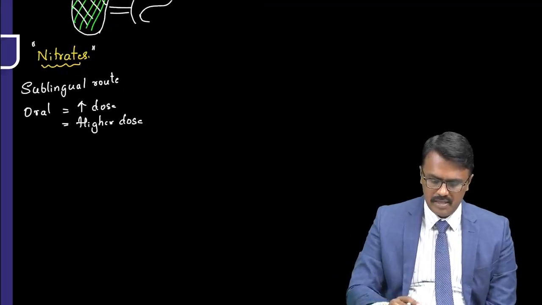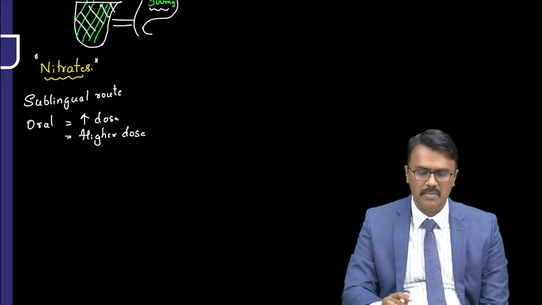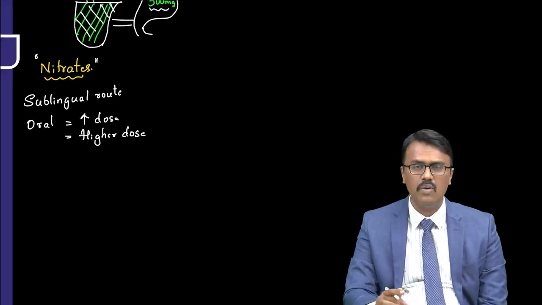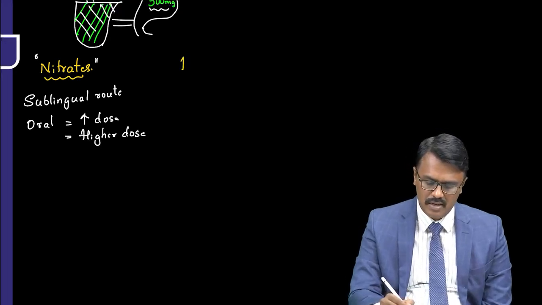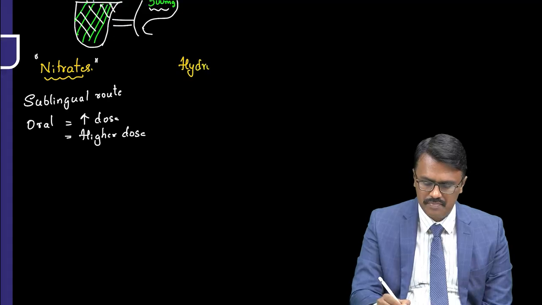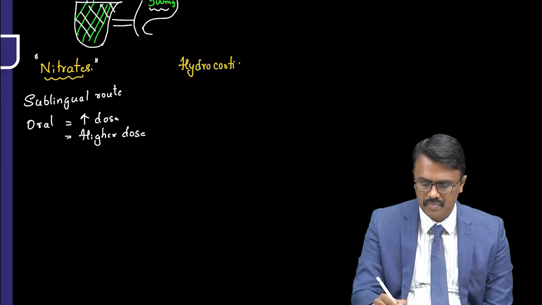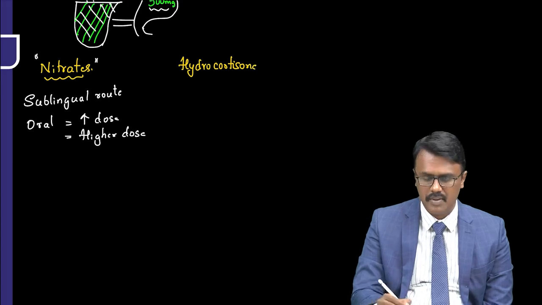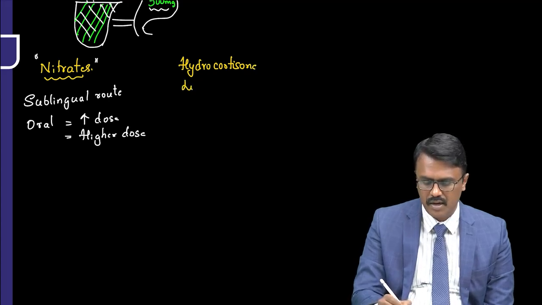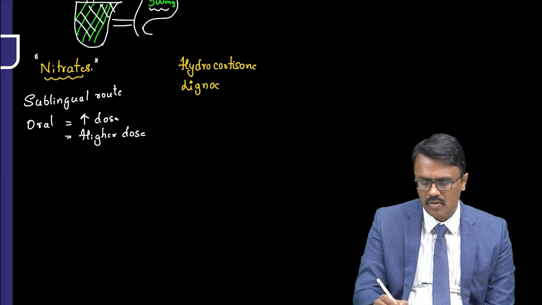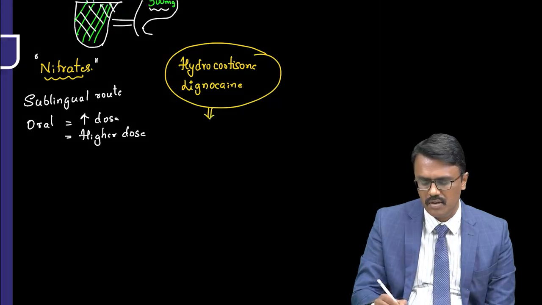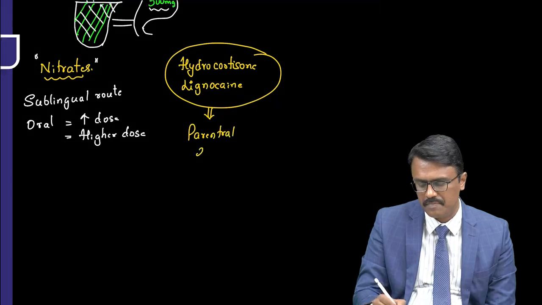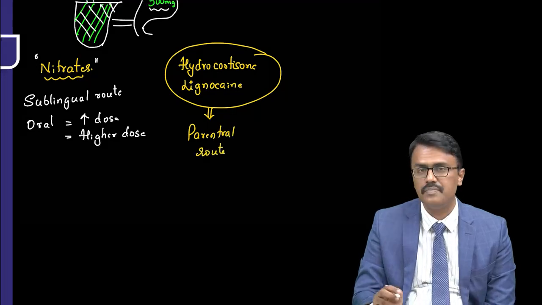So example is nitrate. Either we can give sublingual or we can give it oral, but the only point is make it higher dose. There are drugs called hydrocortisone and a drug by the name lignocaine. These two have high first pass metabolism, so that's the reason we don't give them oral, we give them by parenteral route.